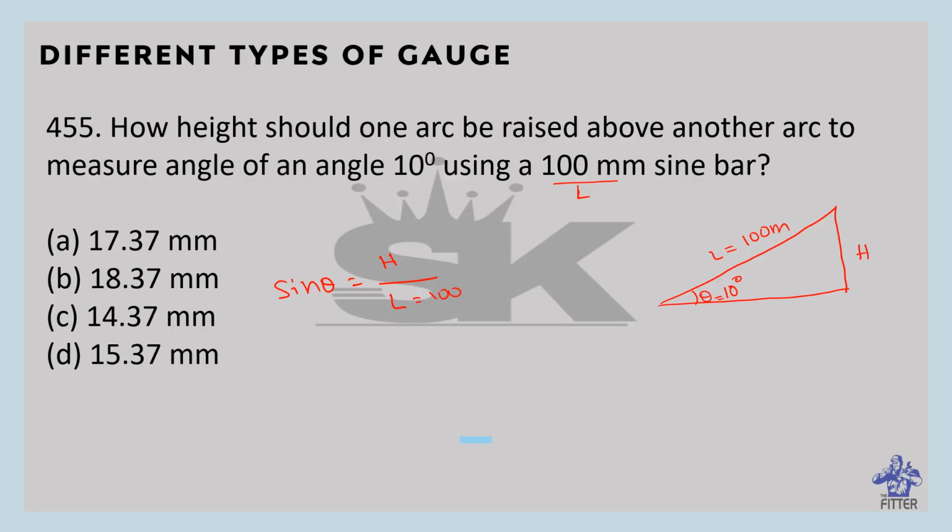So sine 10 degrees is around 0.17364. h upon 100. Don't get tensed, they will give you easy angles. So here h equals 17.3648, it is around 17.37 mm. So that is option A.